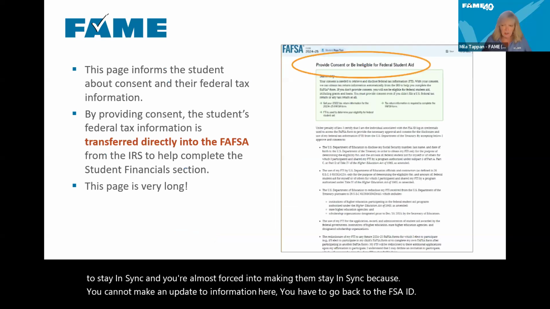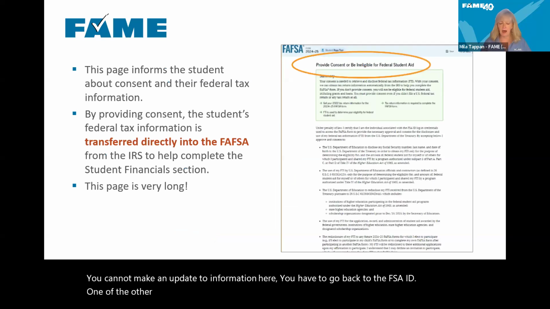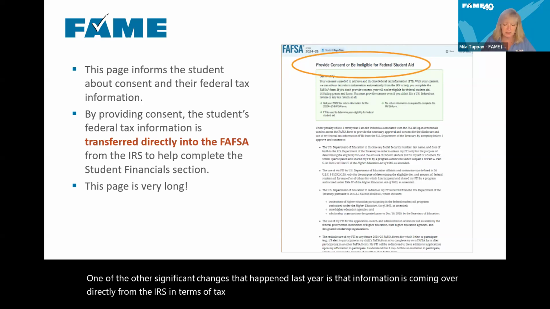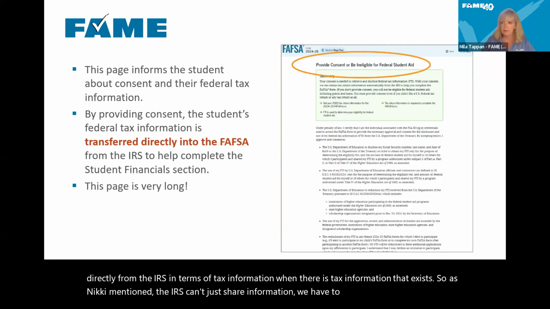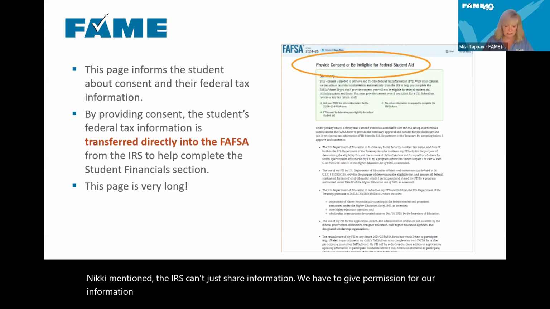One of the other significant changes that happened last year is that information is coming over directly from the IRS in terms of tax information, when there is tax information that exists. So, as Nikki mentioned, the IRS can't just share information. We have to give permission for our information to be shared and to be transmitted into the FAFSA.